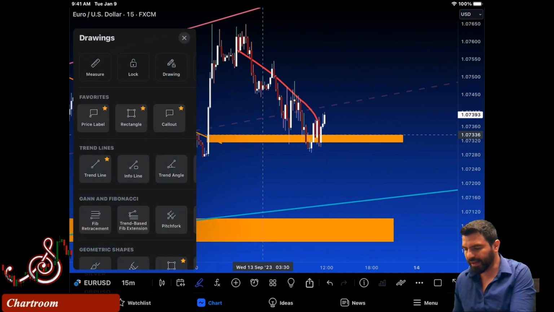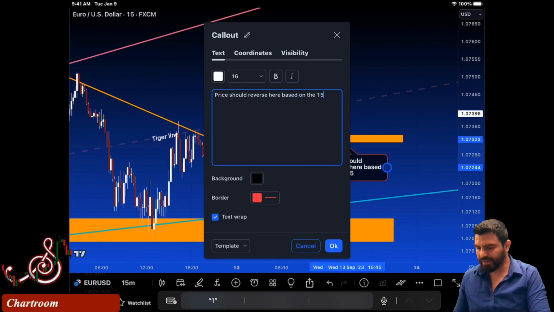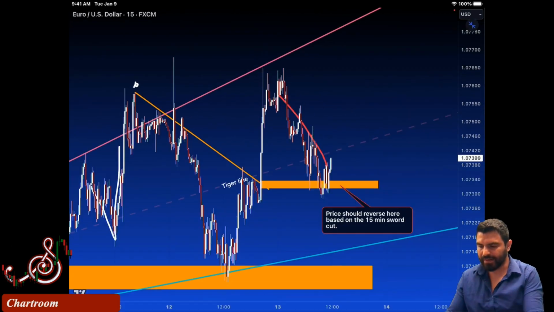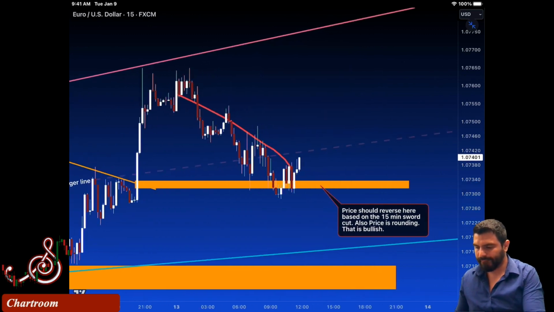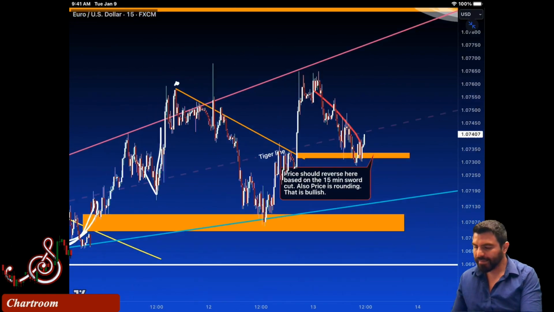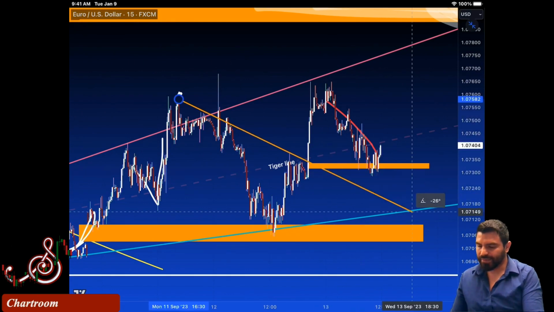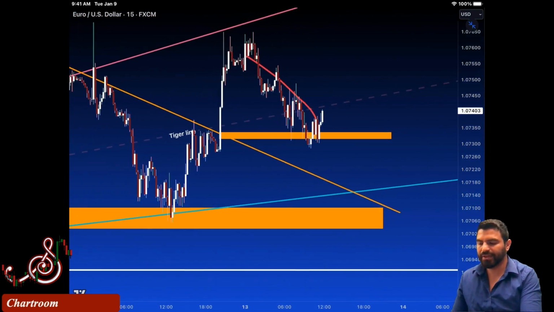Now let's put this in a more practical sense. Price should reverse here based on the 15-minute sword cut. Okay, so we can take a picture of that. Price is rounding. Also, price is rounding. That is bullish. Okay, so you guys can use that. Is there an opportunity for bullishness? Maybe. Let's draw a little bit more. Based on this, price could also come to the bottom if we stretch it out. But if this sword cut holds, we'd be looking bearish.